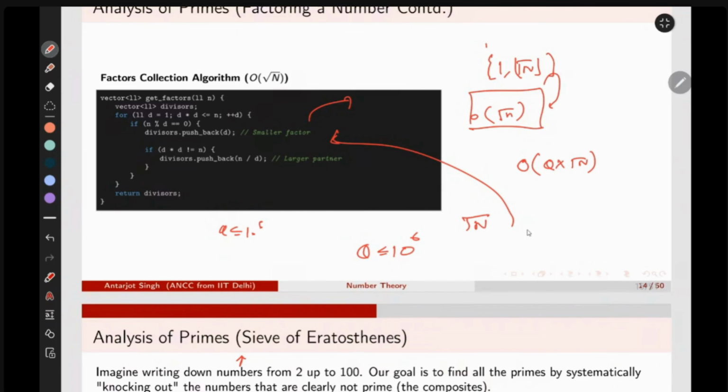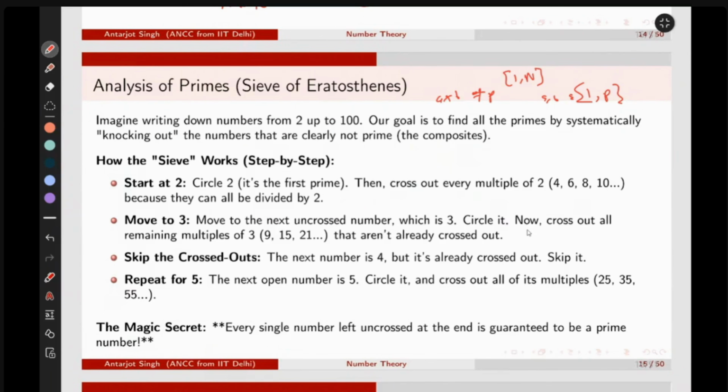And let's say the n is also 10 to the power 6, so that would be 10 to the power 9 as a whole, which is not acceptable in most judges. Here is how the sieve works: when you know that 2 is a prime number, then multiples of 2 are definitely not prime numbers, right?